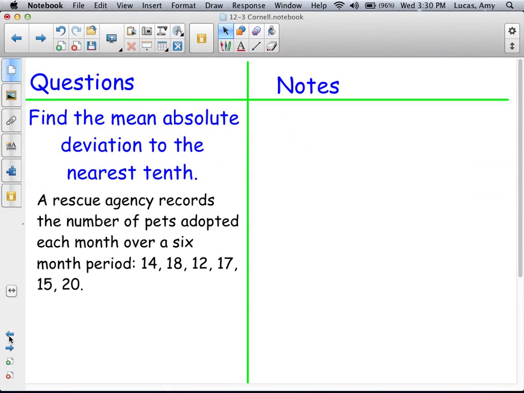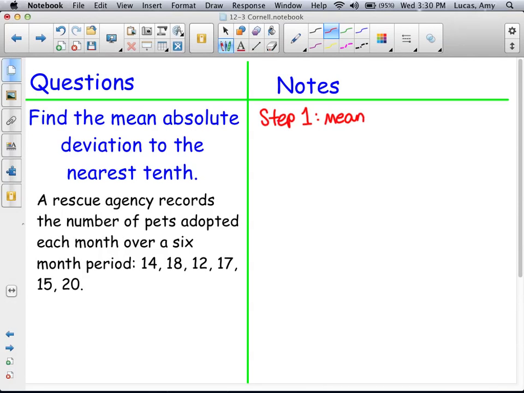One more problem just like that. A rescue agency records the number of pets adopted each month over a 6-month period. So step 1, find the mean. So 14, 18, 12, 17, 15, and 20. We add those together and then we're dividing by 6 this time.